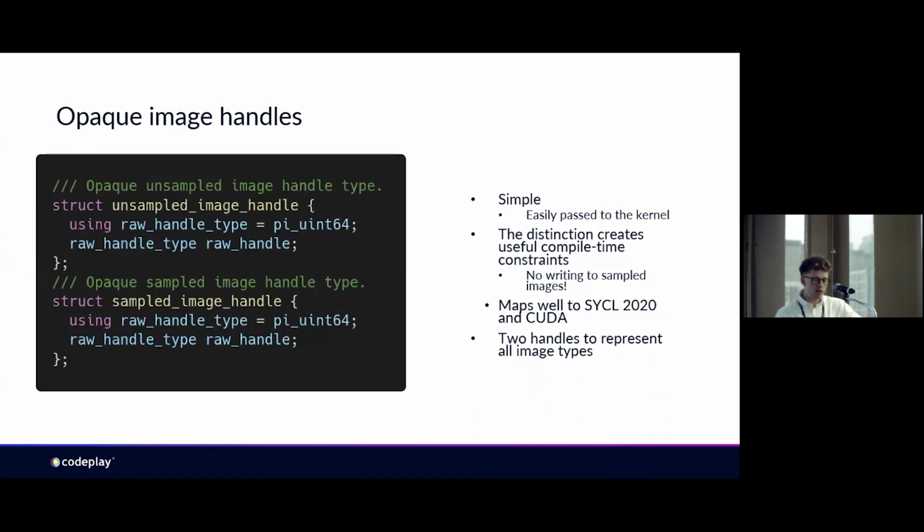And when it comes to the distinction, why we have an unsampled versus a sampled, well, this provides useful compile time constraints, such as preventing the application doing things that it shouldn't, like writing to a sampled image. And it maps very well to other APIs like CUDA, HIP, and even SYCL 2020 with their sampled and unsampled images.